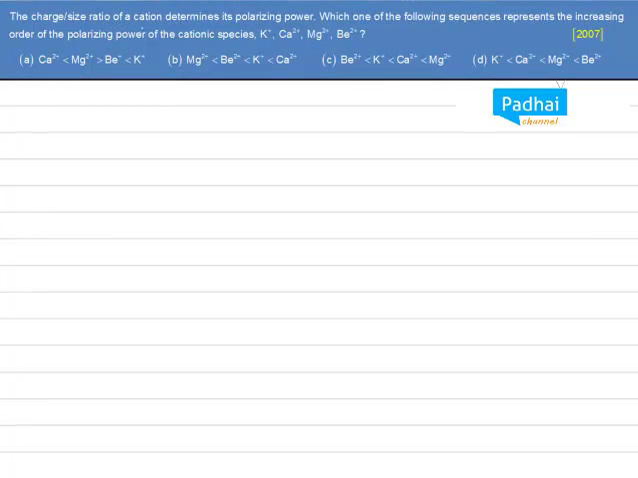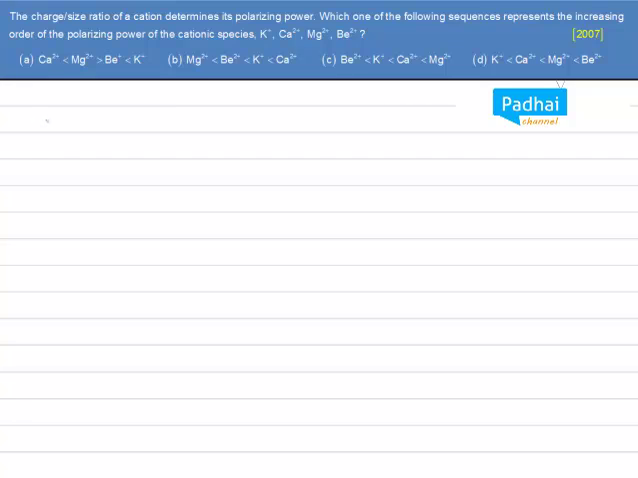The charge to size ratio of a cation determines its polarizing power. Which one of the following sequences represents the increasing order of the polarizing power of the cationic species? K+, Ca2+, Mg2+, Be2+, right? Now, these are the four species.